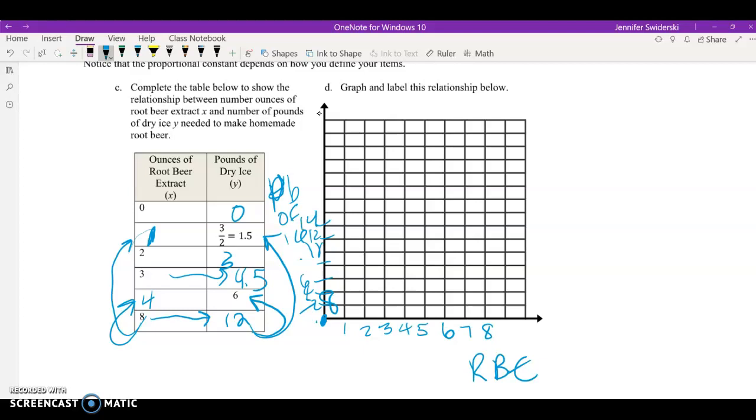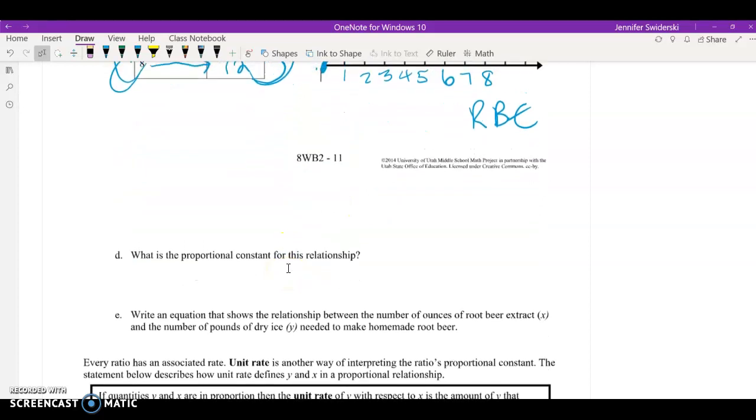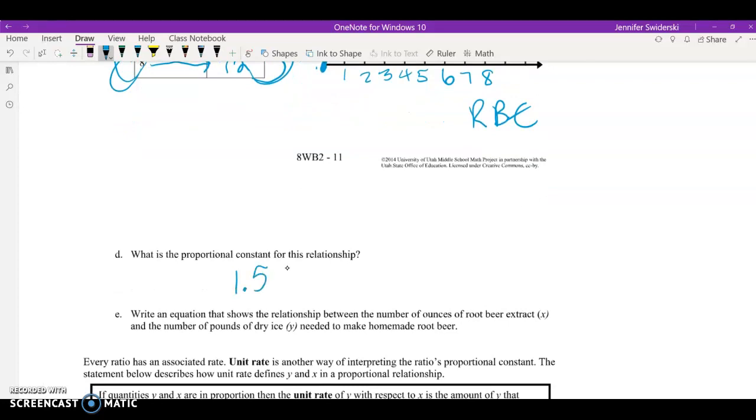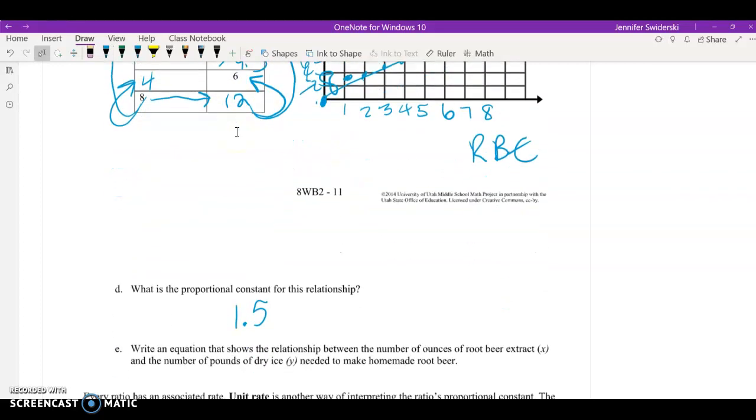For this, it's really important that you stay consistent in what you're going up on your y-axis by. So I'm going to say 1, 1.5. 2 was 3. 3 was 4.5. 4 was 6. 8, they skipped a couple numbers there, is 12. So when I graph it, my graph looks like this. Notice how it goes to the origin at 0, 0. So what is the proportional constant of this relationship? 1.5. The reason why is because for every 1 ounce of root beer extract, I need 1.5 pounds of dry ice.